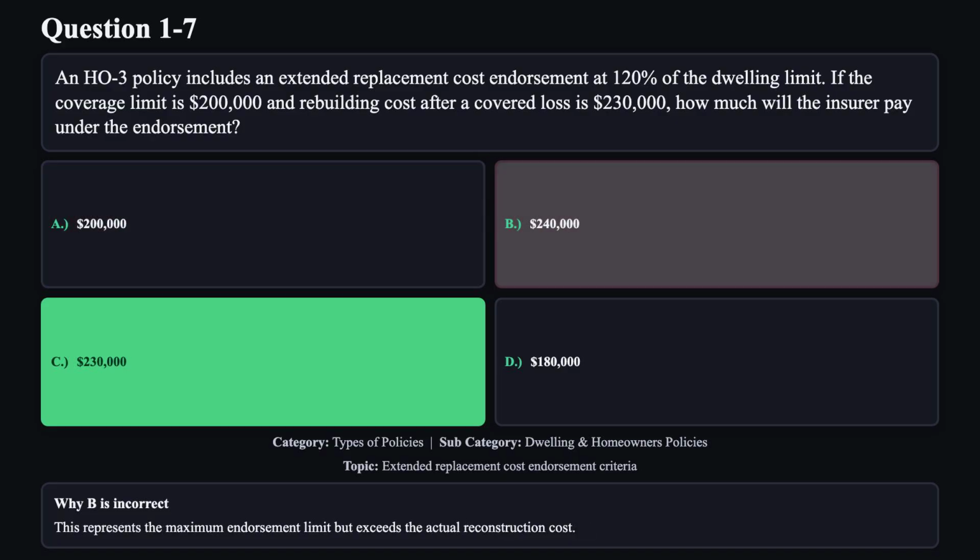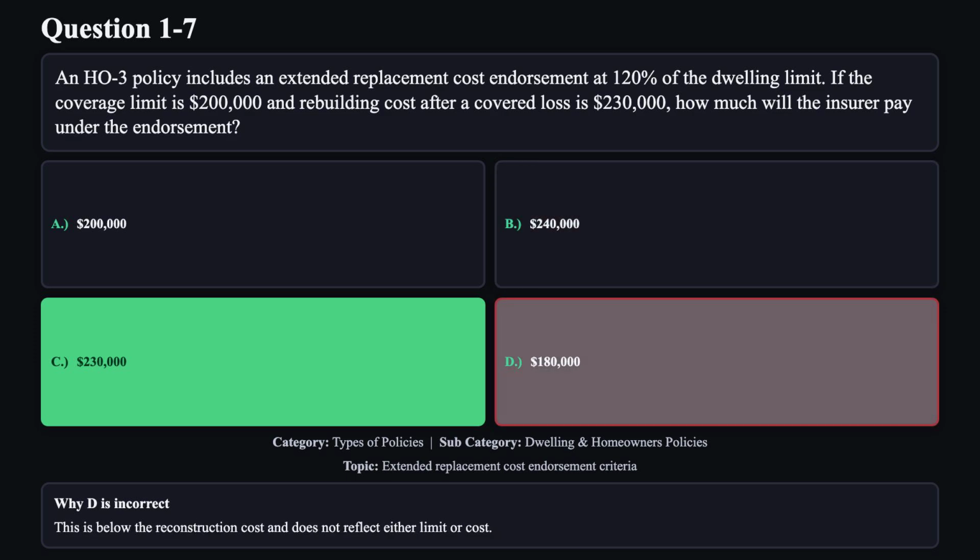Reason B is not correct. This represents the maximum endorsement limit but exceeds the actual reconstruction cost. Reason D is not correct. This is below the reconstruction cost and does not reflect either limit or cost.